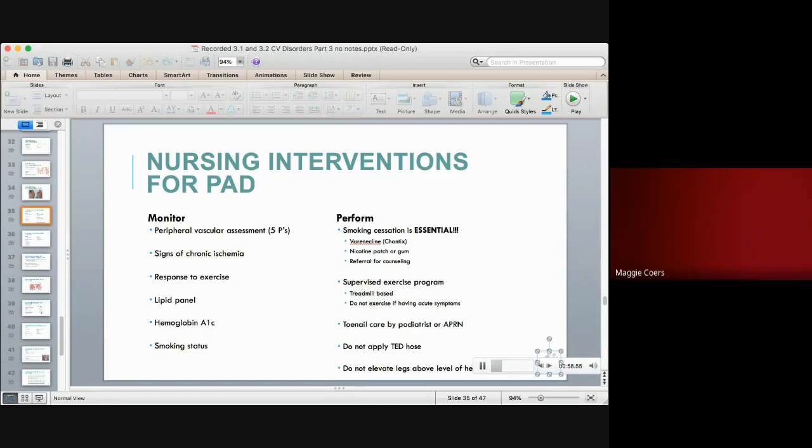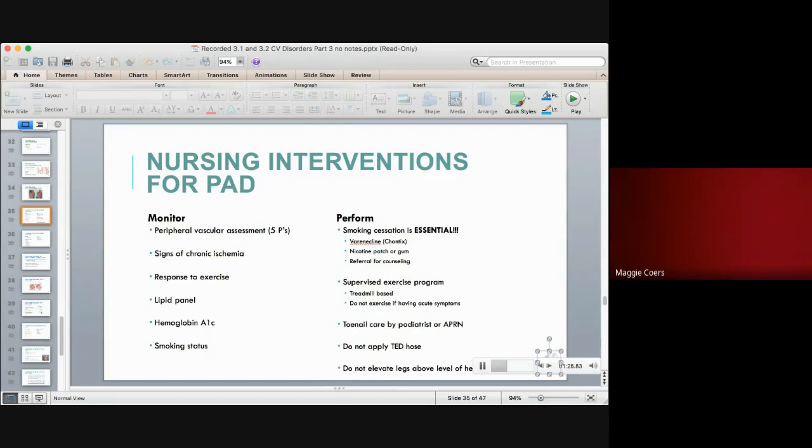We want to monitor the response to exercise. For example, if the patient can walk 150 feet with no intermittent claudication today, and tomorrow they walk 150 feet and start to have a problem or some intermittent claudication, then that is a sign that the peripheral artery disease is getting worse. So we want to monitor the response to exercise.